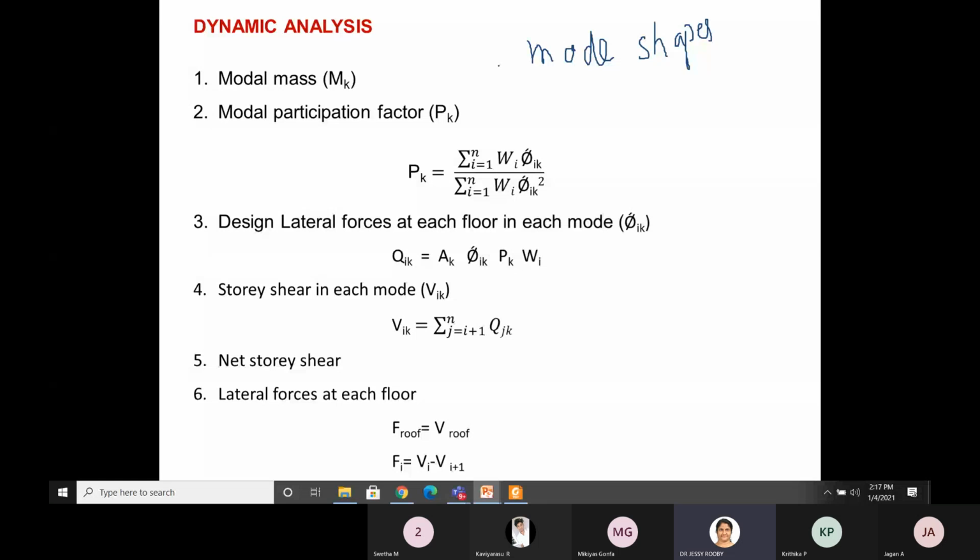Okay. Here, see, in dynamics, what we learn is, suppose you take a building. So this part.